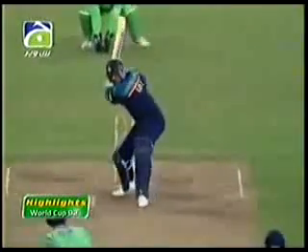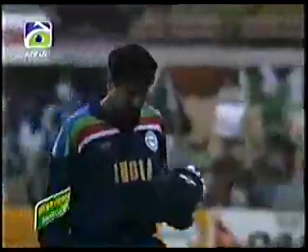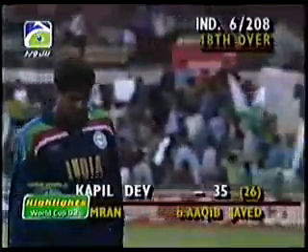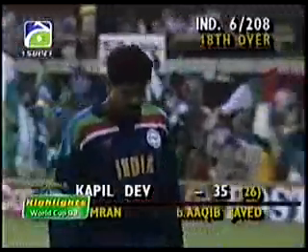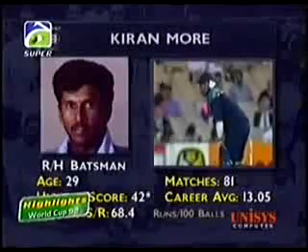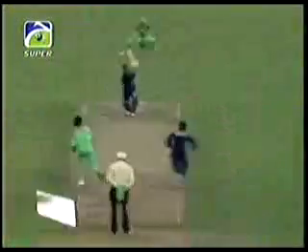Our kid tries the slower ball again, this time just holding it back with the slower arm action. Imran is fielding right on the white line of the circle. He's delighted to take the catch. Another very good knock from Kapil Dev. India 6 for 208. Moray, the new batsman.